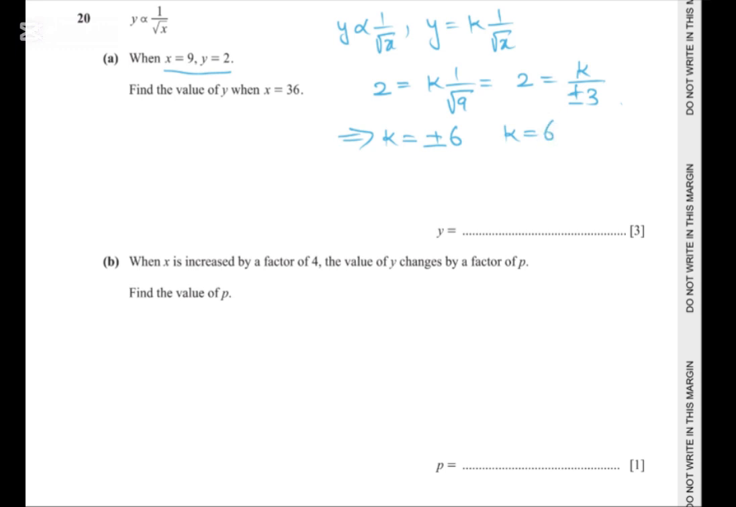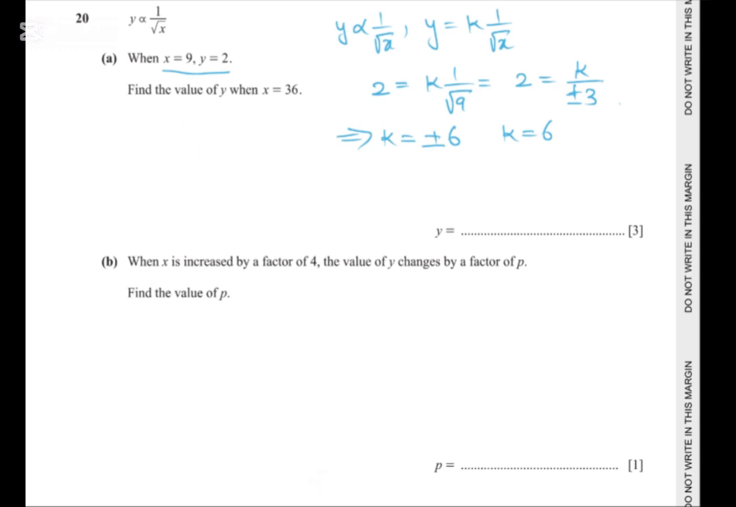Then next, to find the value of y when x is 36, we write the original equation here. So y is equal to k, we got 6, into 1 by root 36. So that will be 6 into 1 by plus or minus 6, that is equal to plus or minus 1, because the 6 times 6 is cancelled out. So plus or minus 1 is the answer.